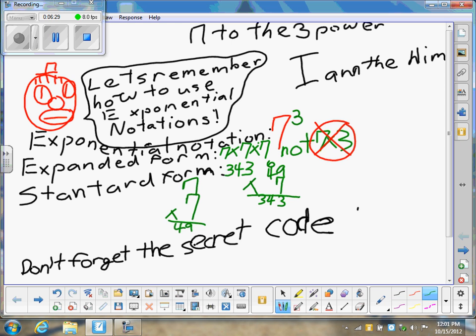Then we will now do the secret code. First, you have to write the standard form for 10 to the fifth power, 5 to the fourth power, 16 to the third power, and 4 to the 16th power. Add all those answers together and you will get the secret code.